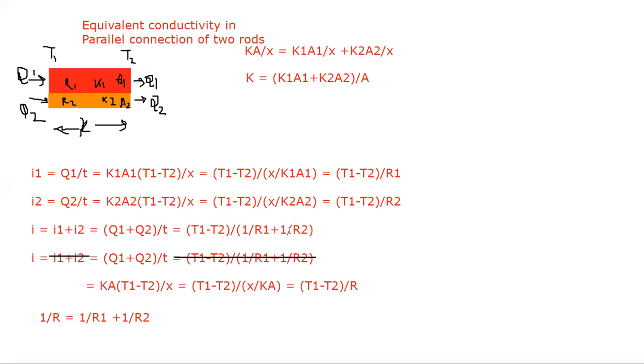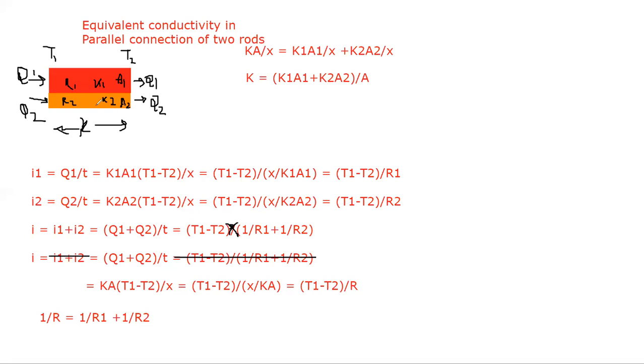Okay. Wait a minute. I think I have made a mistake here. It is not divided by. It is into. It should be into here. Multiply into 1 by R1 plus 1 by R2.